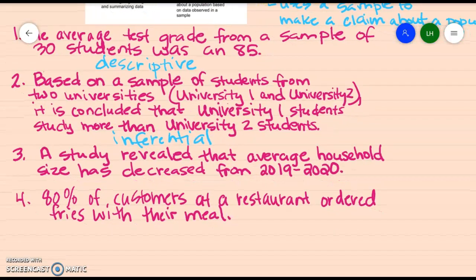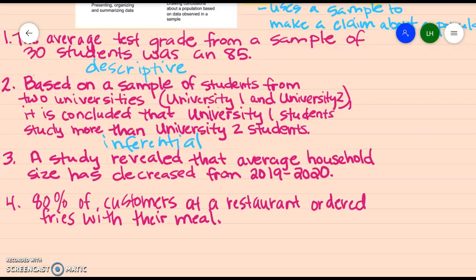Number 3, a study revealed that average household size has decreased from 2019 to 2020. We're using a sample study to make a claim about the population, the household size, which is the population. So we're making a claim from a sample, so it's inferential.